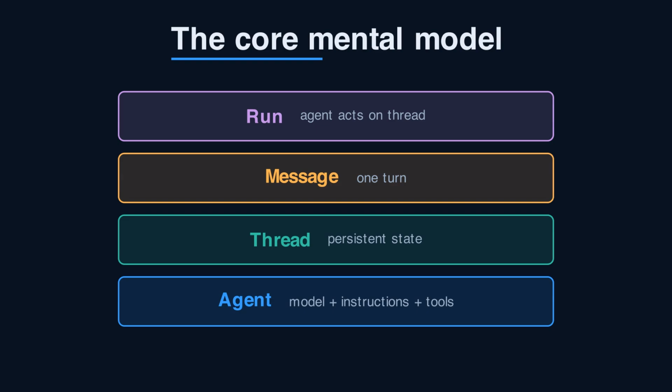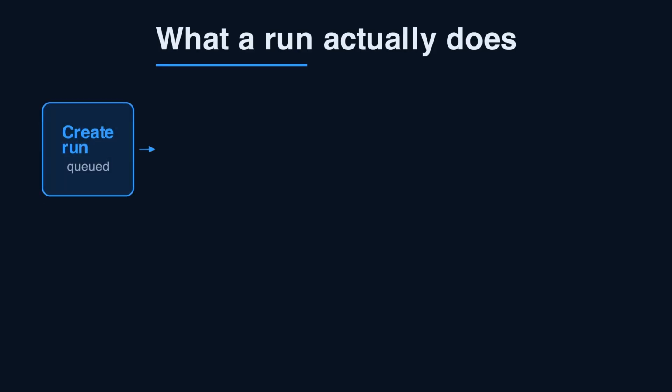A message is a single turn from the user or the assistant, and a run is one execution of an agent against a thread. The key shift from the raw chat completions API is that state lives server-side. You create a thread once and keep appending to it. Here is the loop the service runs for you.